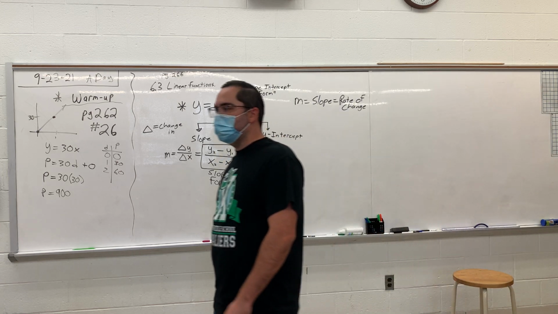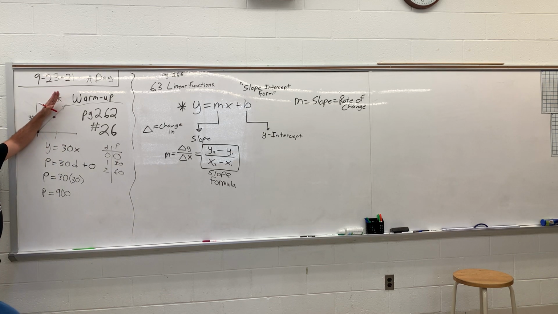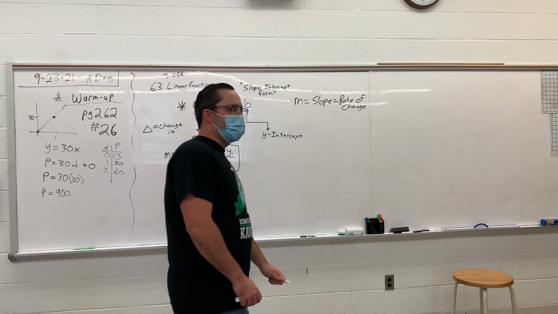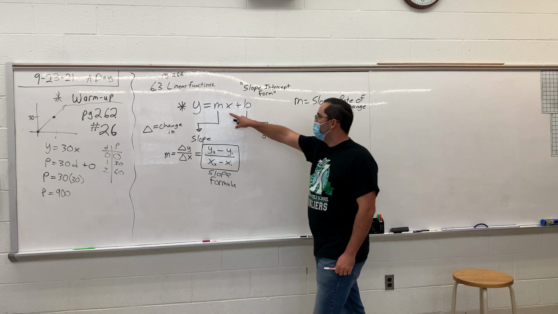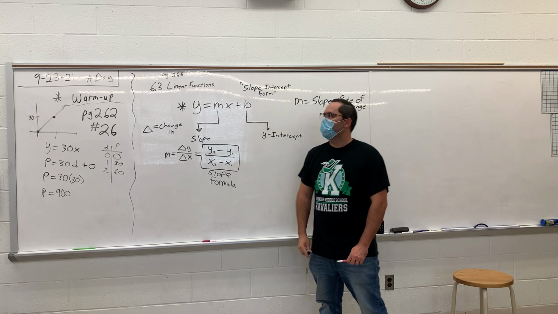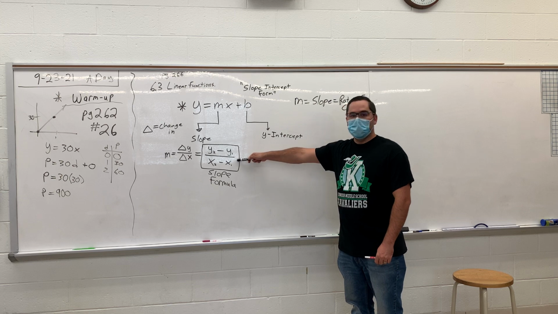Now visually, we can see a slope by how steep the line is. This slope is steeper than this slope. In a table, we can tell the slope by how fast the points are changing. As an equation, we can quickly identify the slope as the coefficient of the independent variable. All right. So we're going to use this.